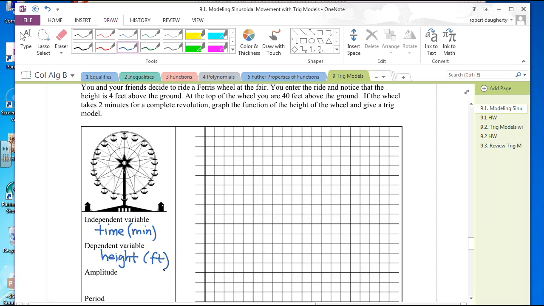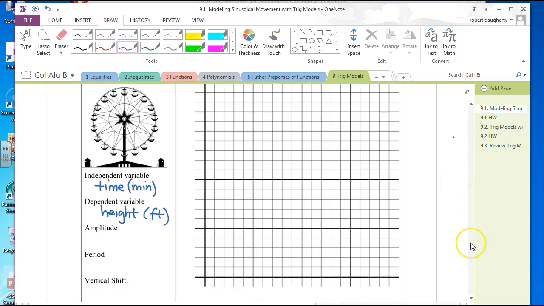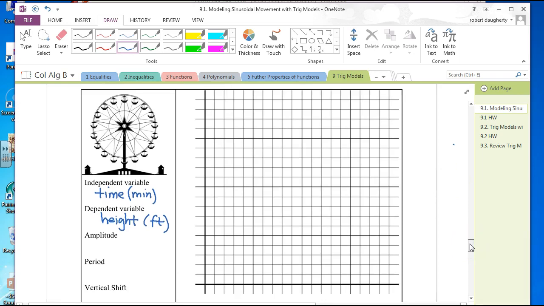So let's draw what is happening. Where do I start the Ferris wheel? At 4 feet above the ground. And I've got to go to 40. You've got to make your vertical axis. So what if I go 10, 20, 30, and 40? That will give me enough to map everything. What you don't want to do is graph it like 10, 20, 30, 40 down here, all bunched up. You want to spread things out, okay?